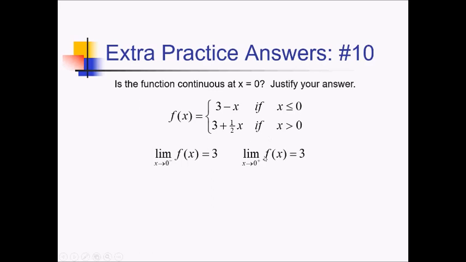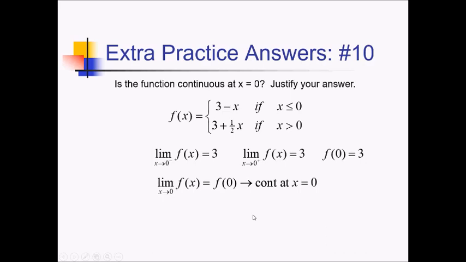So our limit exists. Let's also look at our function value. Function value is going to use the first rule again. So f of 0 is just going to give us 3. So the limit is 3. f of 0 is 3. Since those two things exist and also equal each other, we can conclude that our function is continuous at x equals 0.